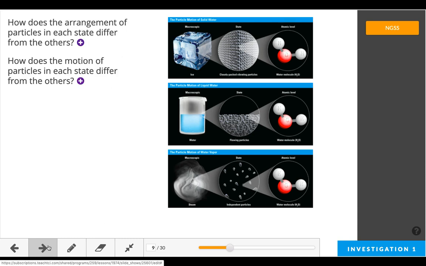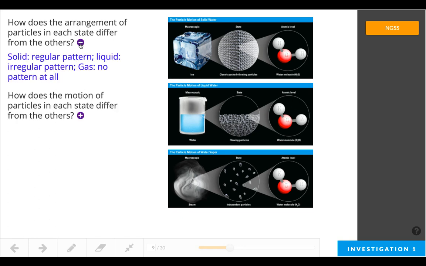Welcome back. Let's look at a few more questions. How does the arrangement of particles in each state differ from the others? Do you notice how in a solid state, the particles are packed really close together and they vibrate in place? They do not have freedom to move. In a liquid state, the particles are still arranged, but it's much more irregular. They're just kind of piled on top of each other here, and they have more freedom to move. And then in a gaseous state, there is no pattern whatsoever.